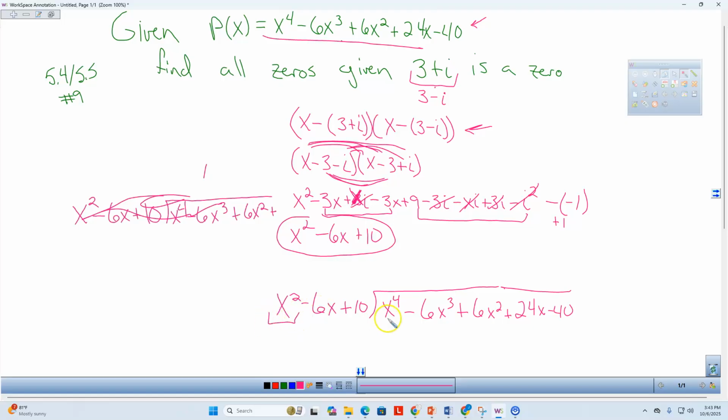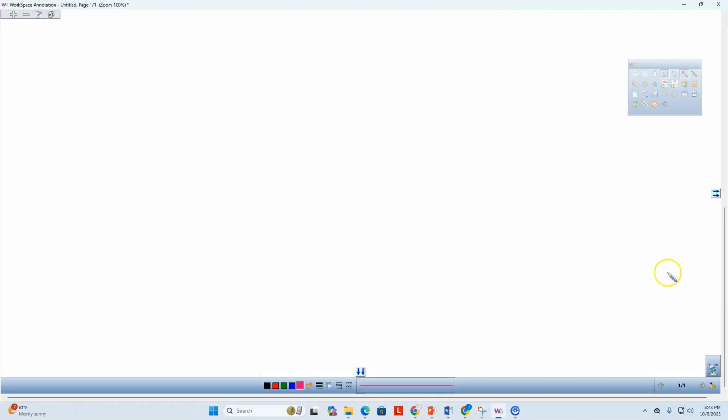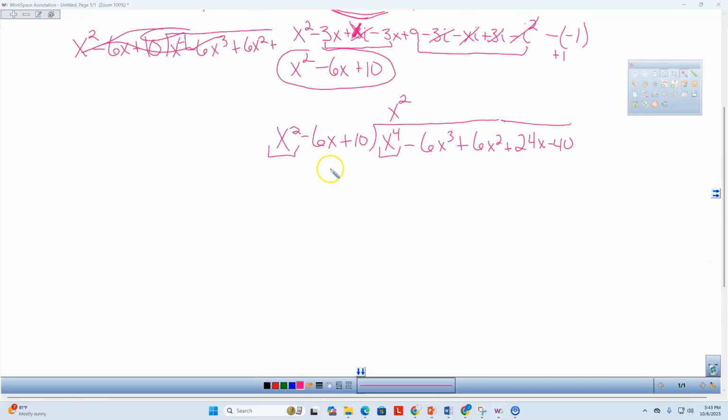Alright, how many times does x squared go into x to the fourth? Well, x squared times. Right? And then I distribute that x squared to all the pieces. So you get x to the fourth minus 6x cubed plus 10x squared. Change all my signs because I'm subtracting it. Cancel, cancel, good. So I get 4x squared. Bring down my 24x and 40.